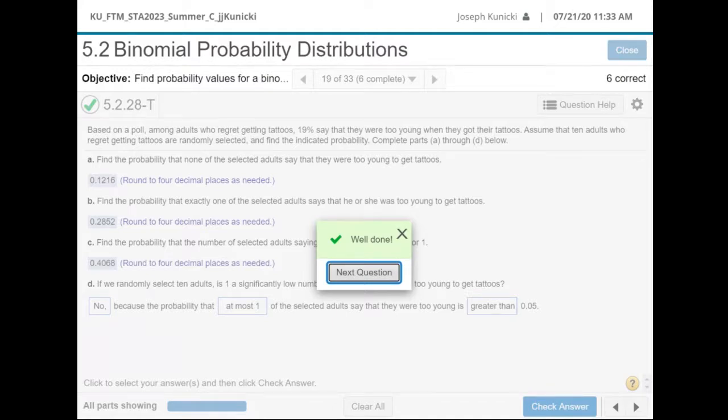It's hard to read into some of these questions. I agree with you guys when you complain. But anyway, it's no, because the probability that at most 1, so at most 1 means 0 or 1, and obviously the probability in part C was 0.40, which is much greater than 0.05. So that's why it's a no.